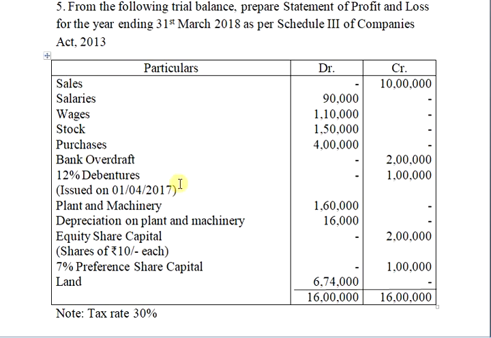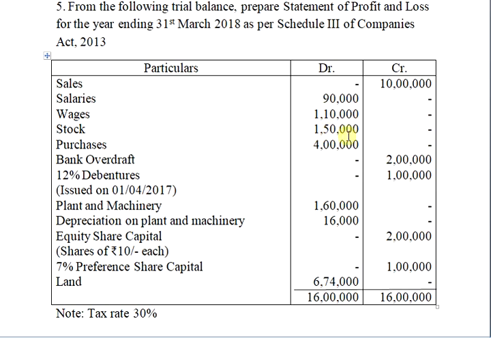Here just a difference, trial balance is given. Based upon this trial balance we need to do the problem. Which thing we need to do here? Statement of profit and loss. So sales is given 10 lakhs. This sales is nothing but what here? Revenue from operations. Salaries 90,000 is given. Wages 1,10,000 is given. This salaries and wages will be considered as what? They are considered as employee benefit expenses, which should be maintained in a separate note, employee benefit expenses. Stock is given 1,50,000.